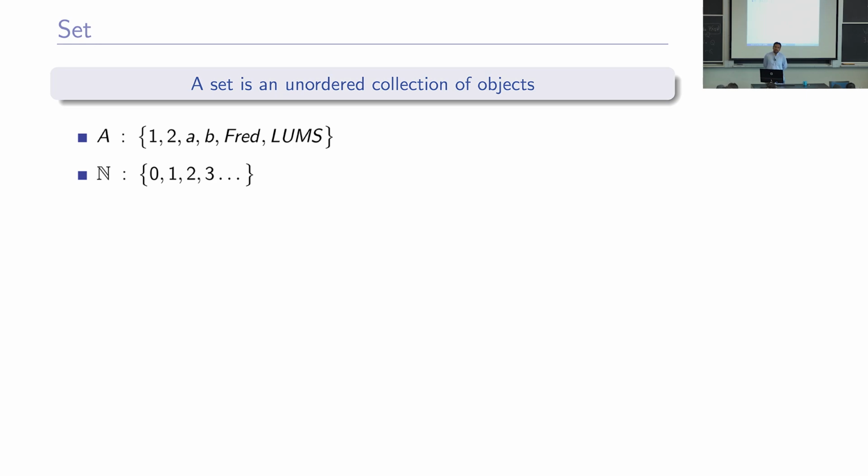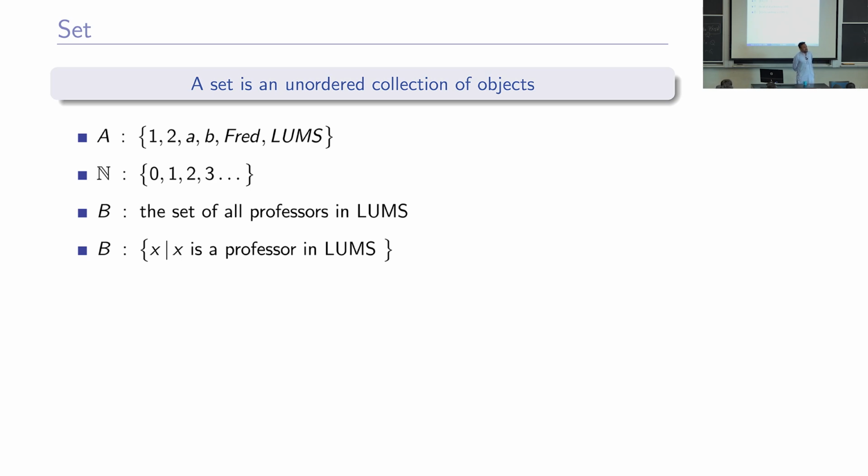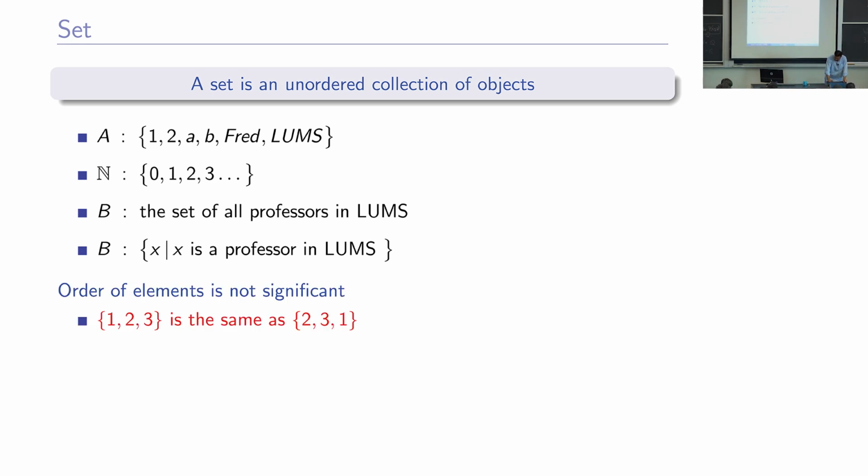The next set, which we call N, is 0, 1, 2, 3, the natural numbers, right? The next set is B, the set of all professors in LUMSx, right? Next one is B, the set of X such that X is a professor at LUMSx, right? That's another set. When I said it's an unordered collection, meaning order is just not important. 1, 2, 3 is exactly the same set as 2, 3, 1, right? No matter how you write it, it's the same set, in whatever order you write it.